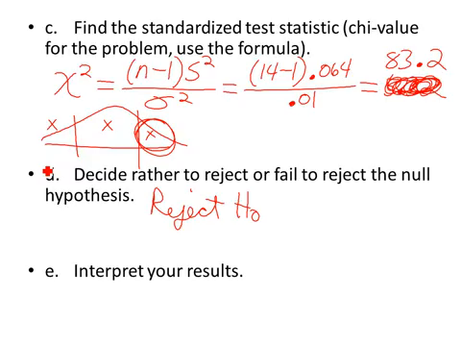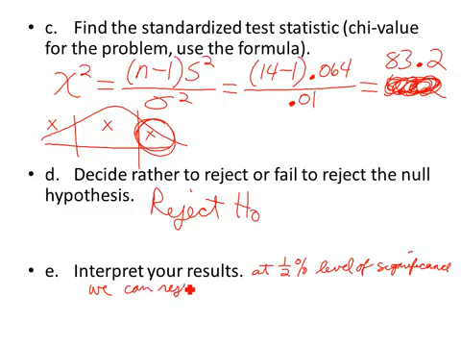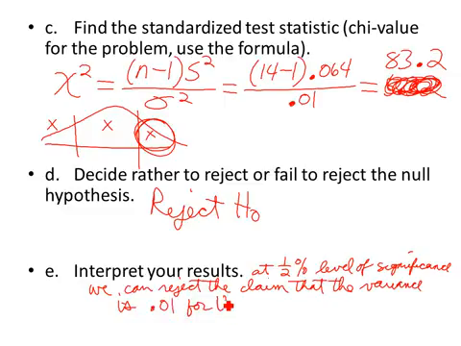So we're gonna say at the 1/2% level of significance, we reject the claim that the variance is 0.01 for the bolts. Spelled bolts wrong.